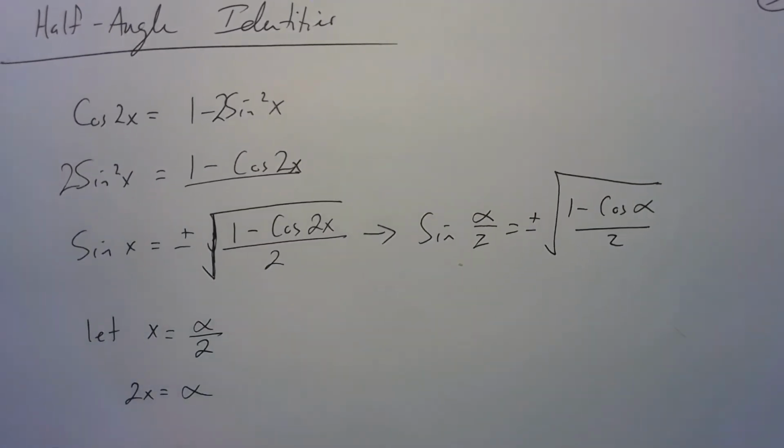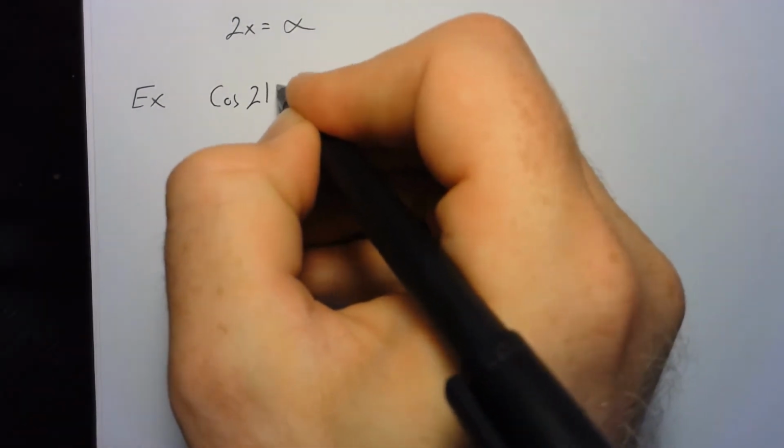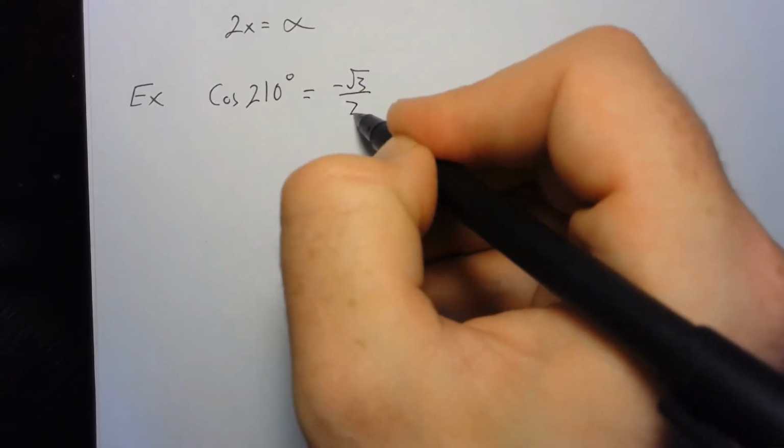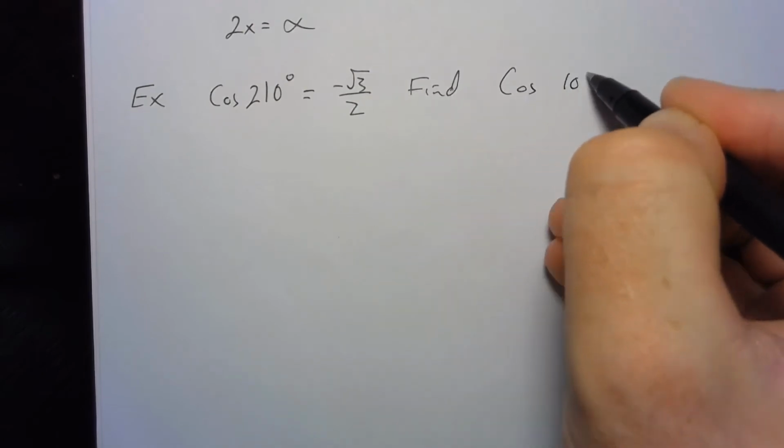For our first couple of examples, we're going to go ahead and take a look at the cosine of 210 degrees equals negative radical 3 over 2 in order to find the cosine of 105 degrees.